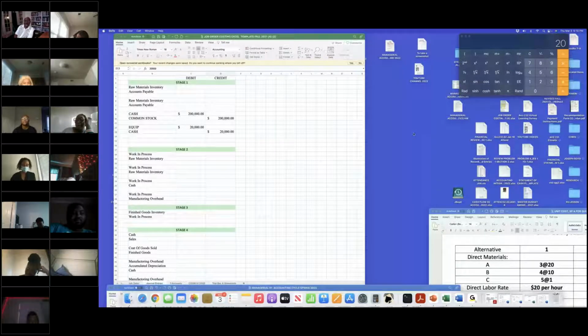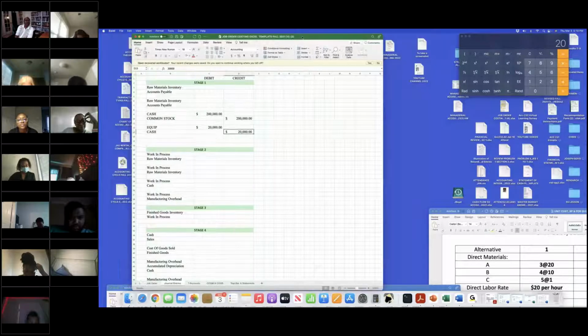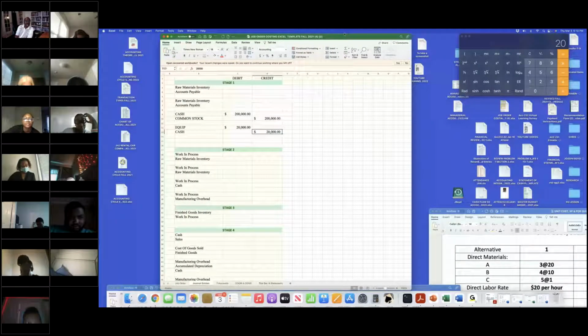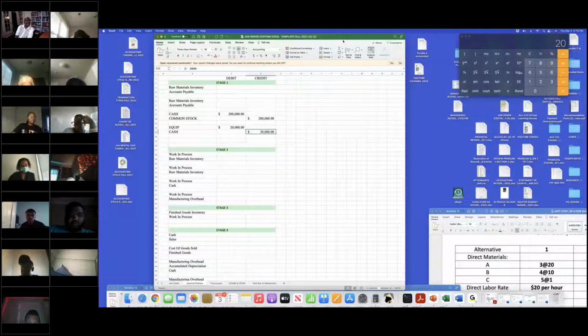Okay. Now, you should have the spreadsheet in course content on the job order costing. This is a spreadsheet you use. And you know, these are some journal entries here. But the accounts are already here. In stage one, you're debiting raw materials and crediting accounts payable for however many it is. Now, this is other stage one, starting the company, buying equipment and stuff. But the manufacturing entries are already made, you just got to put the amounts in.